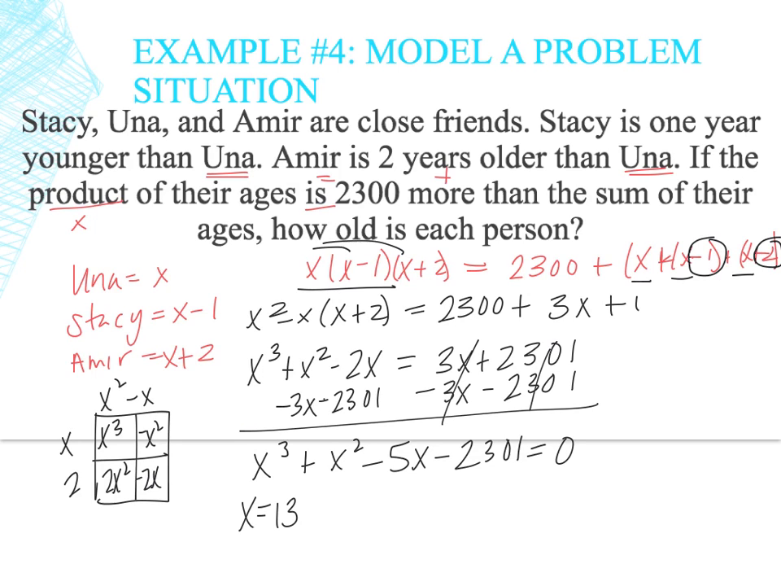So if x is 13, then go back to Stacy. Stacy was x minus 1. So let's go back. Sorry, Una is 13. Stacy is 1 year younger, so that means Stacy is 12. And Amir is 2 years older, so Amir is 15. So 13 plus 2 is 15. And we are done. Okay, let's do this again on our try.